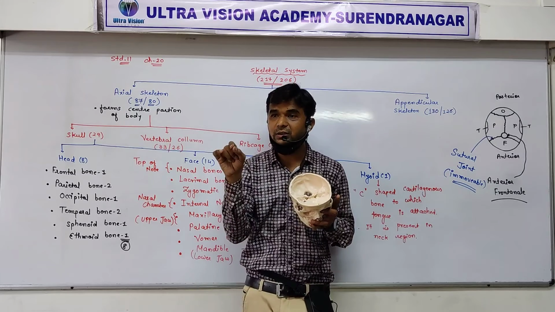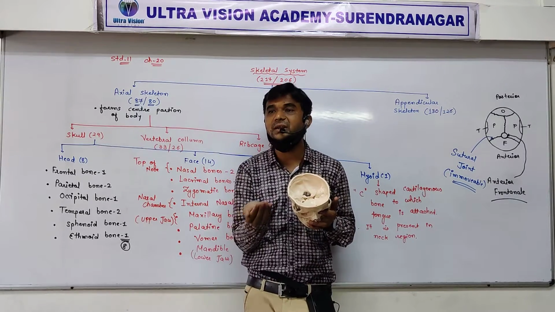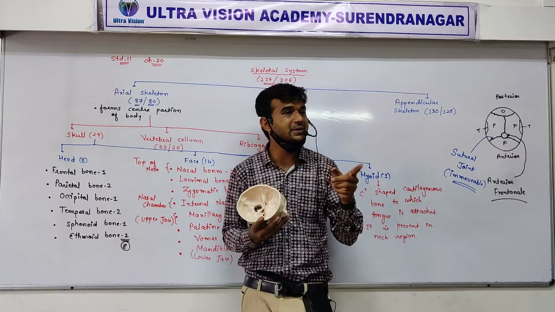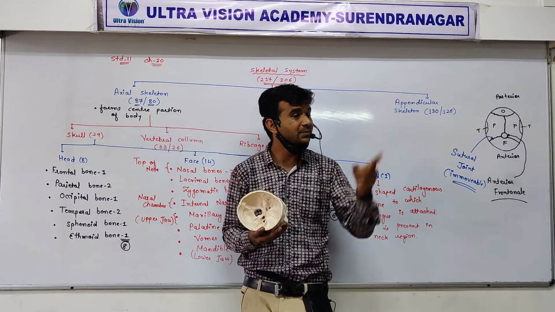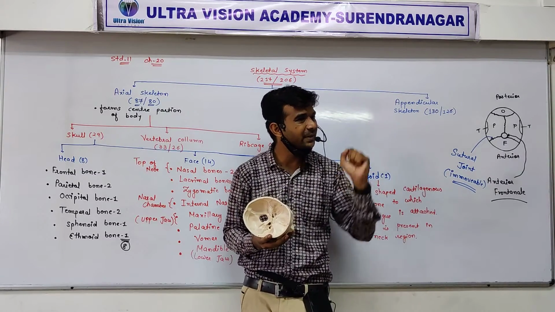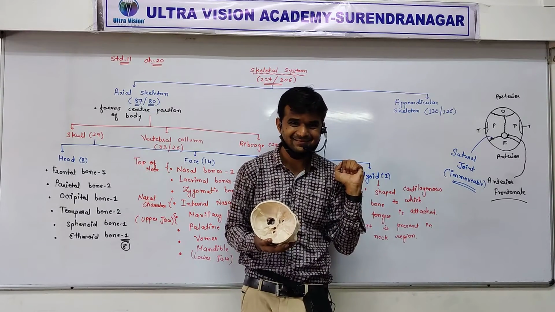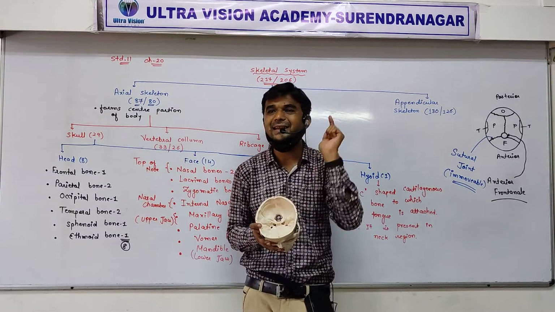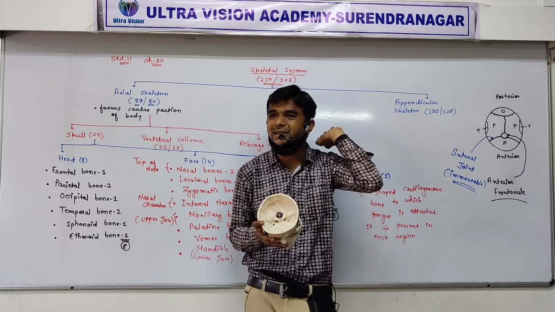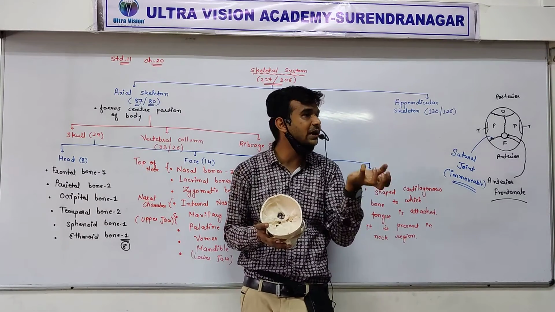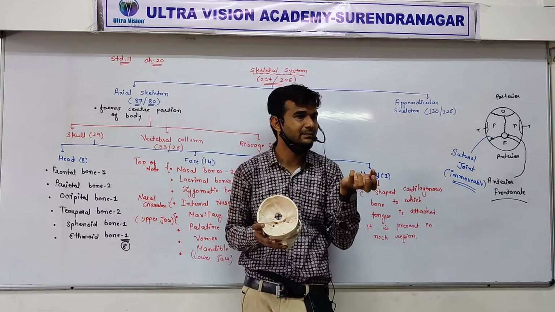In the sphenoid bone, one depression is there, and in the depression of this sphenoid bone, the master gland of the body, the pituitary gland, is located. Okay, so the pituitary gland is present in the brain, just below the hypothalamus.